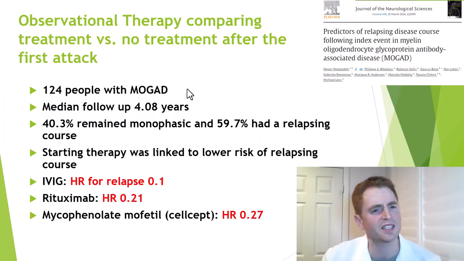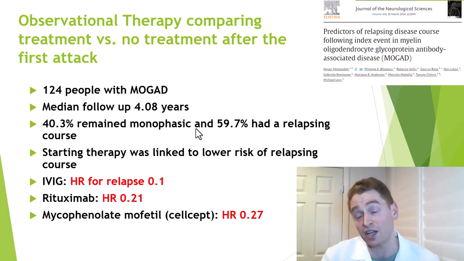This second study looked at 124 people with MOGAD, and these are people who just had a single attack, not already relapsing disease like the prior study. Median follow-up of around 4 years, pretty good, and 40.3% remained monophasic, meaning they did not have a subsequent attack, and the remaining 60% had at least 1 subsequent attack.